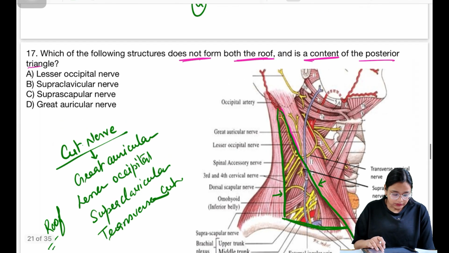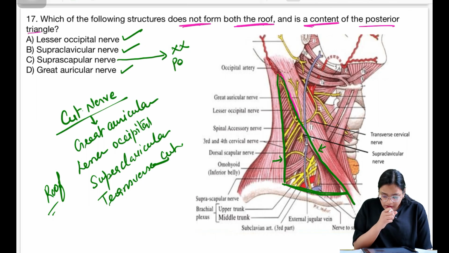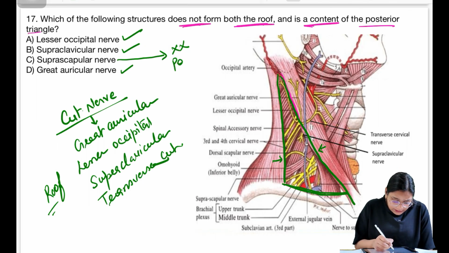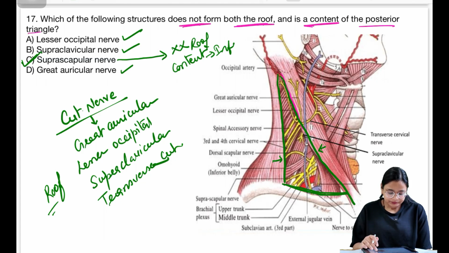So here you can see supraclavicular, yes, it is forming the roof. Lesser occipital, it is forming the roof. Great auricular also. The suprascapular nerve is not forming the roof, but it is a content of the posterior triangle, mainly in the inferior part. So the correct answer will be suprascapular nerve.